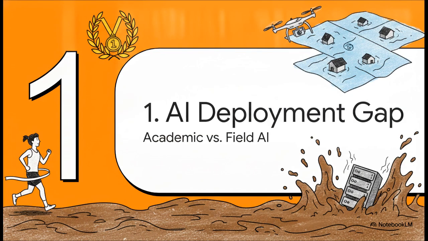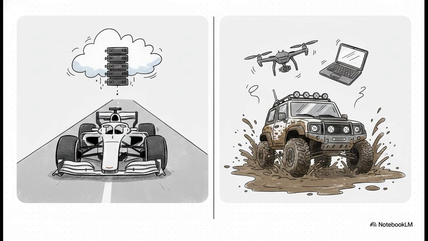All right, part 1. The AI deployment gap, academic triumphs versus field realities. Because as we're about to see, what wins a gold medal on a theoretical leaderboard doesn't always survive in the mud. You can kind of think of these massive academic AI models like Formula One race cars. Take a popular academic model for flood mapping, one combining UNet and EfficientNet B7. It has roughly 63 million parameters and needs 50 gigaflops of computing power.